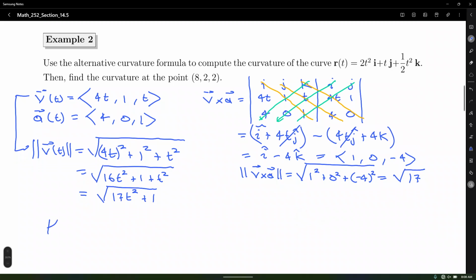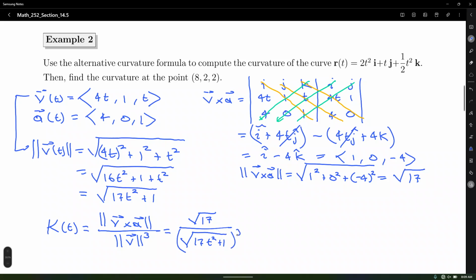So let's express kappa of t equals the magnitude of the cross product between the velocity and the acceleration, divided by the magnitude of the velocity, cubed. This gets cubed. That means all we do is substitute the square root of 17 in the numerator, and in the denominator that's the square root of 17t squared plus 1. Careful, we are raising all the denominator to the third power.